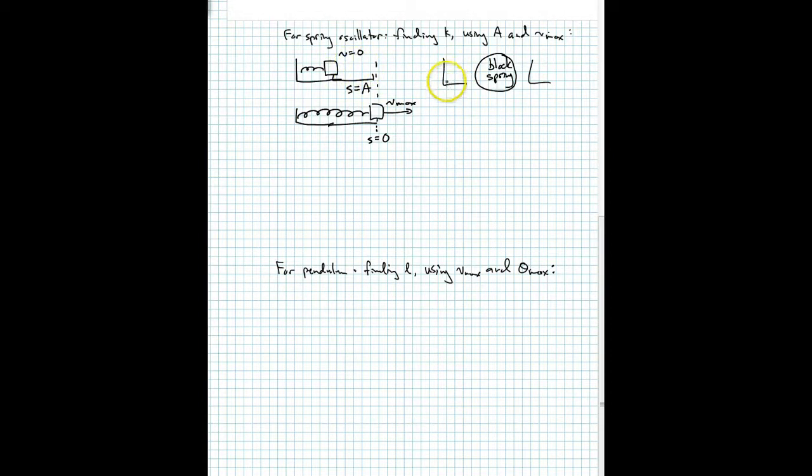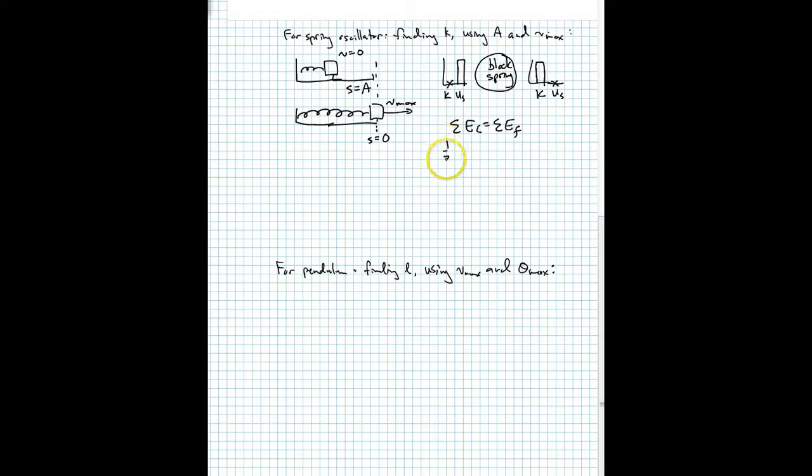At the beginning it's not moving, so there's no kinetic energy, but there is a spring compressed, so I do have spring potential. At my endpoint, which is the middle, the equilibrium point, it is moving fast, but the spring is not compressed, and that's why it's moving so fast, because all that potential energy has been converted to kinetic.